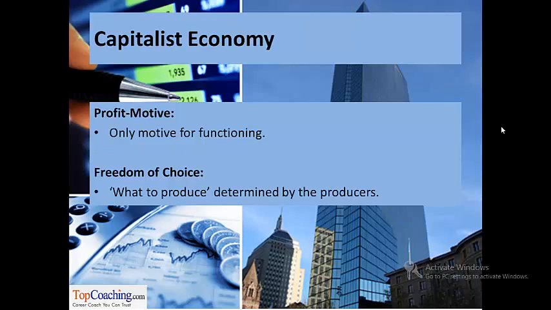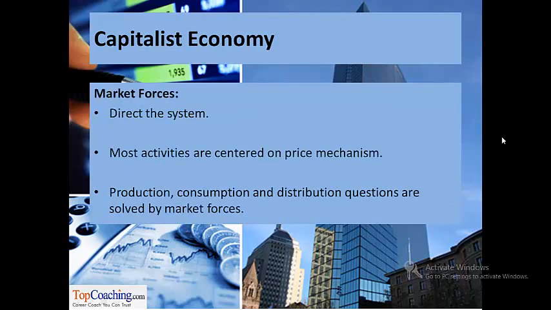Another privilege in capitalist economy is the profit motive. Profit is the only motive for the functioning of capitalism. Production decisions involving high risks are taken by individuals only to earn large profits. Hence, profit motive is the basic force that drives the capitalist economy. The third is the freedom of choice. The question what to produce will be determined by the producers. They have the freedom to decide.